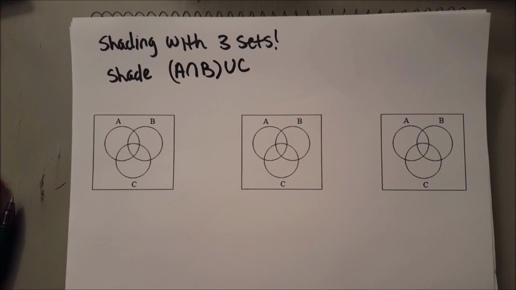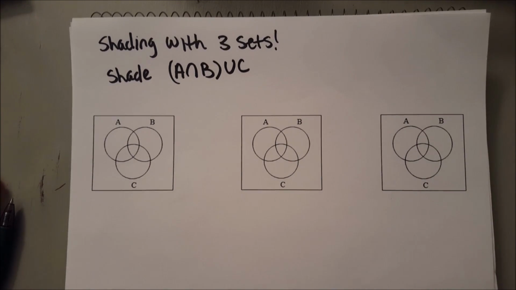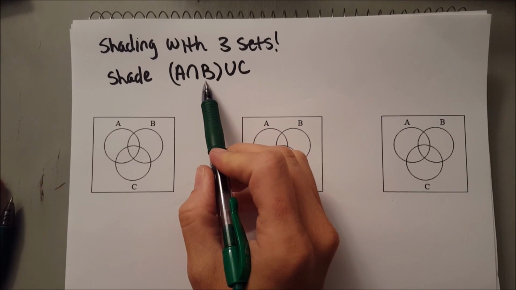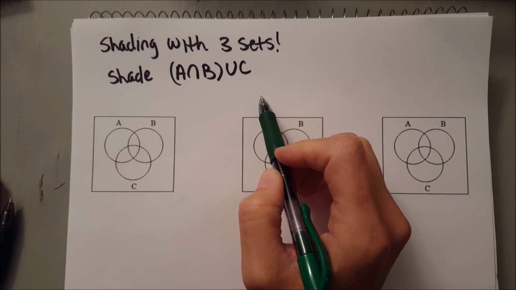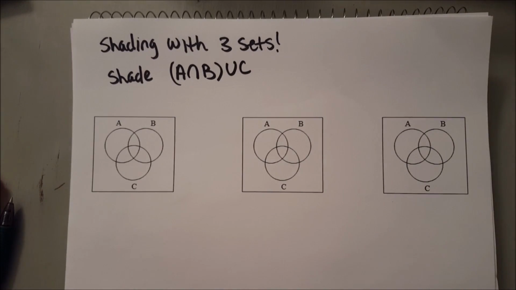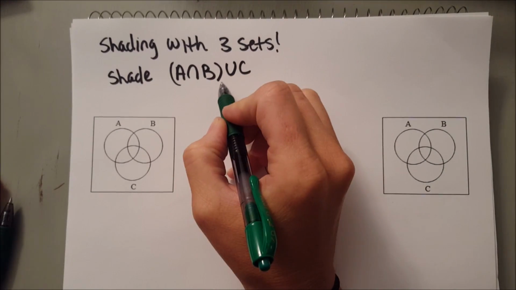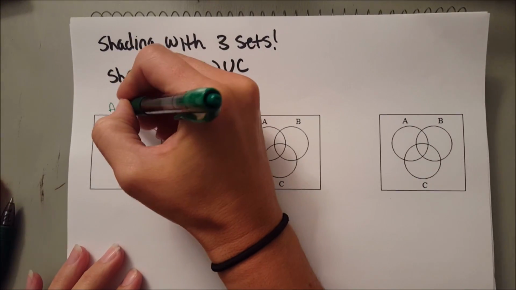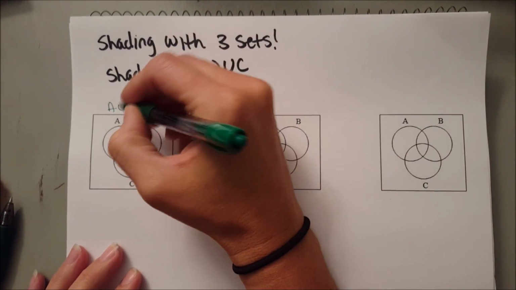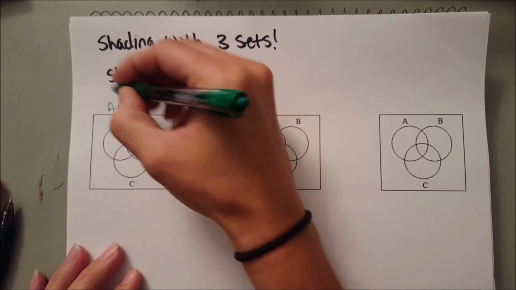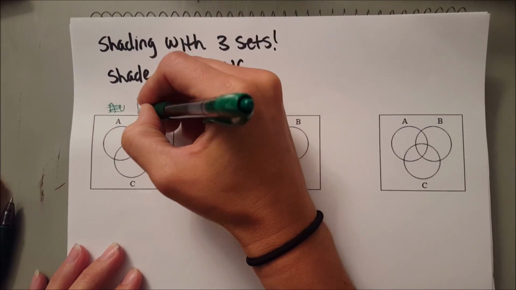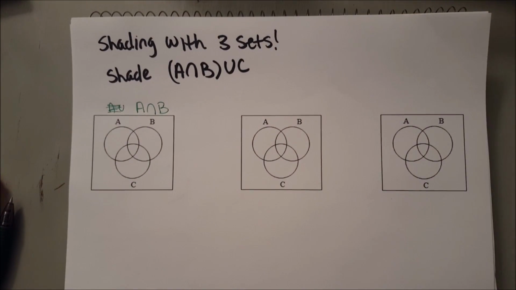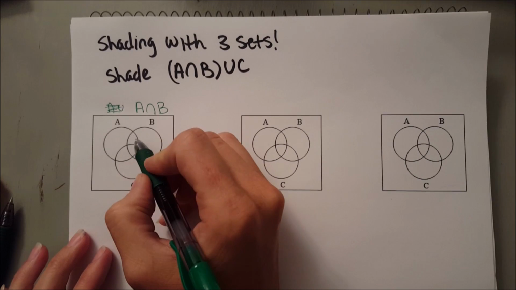Okay, let's try to shade now with 3 sets. So now we've got A intersect B and then union with C. As we know from class, we're going to start with the parentheses first. So let's start on this first graph and go ahead and shade in green A union, not union, sorry guys, A intersect B. We're going to shade that first.